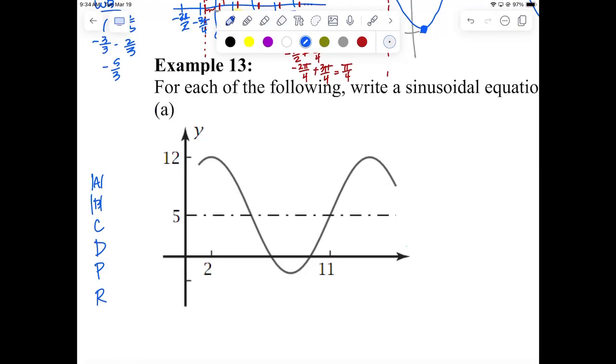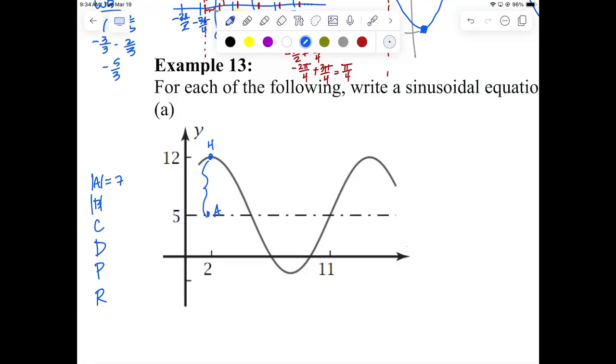The amplitude. What's the amplitude? How'd you get 7? Yeah. Here's a high point. Here's an axis point. The amplitude is the distance from the axis to a high. From 5 to 12, it's 7. That's also the distance from the axis to the low point.